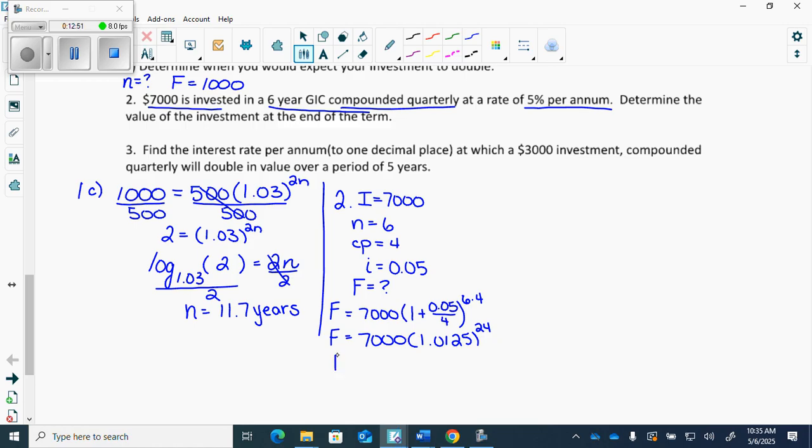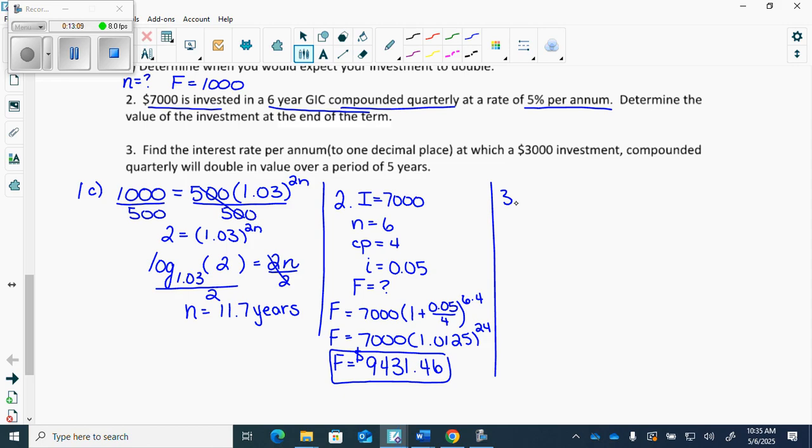So it is 9,431.46. And you should have a sentence when it's a written response. Okay, 3. Let's discuss this one.